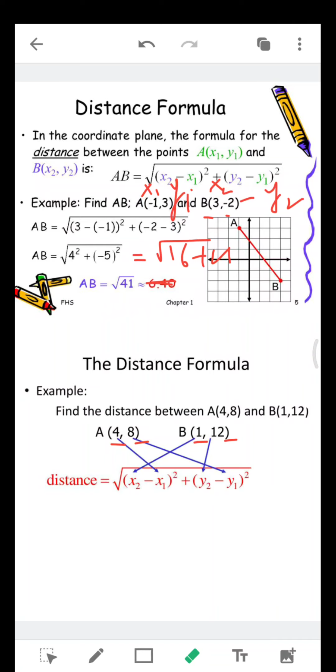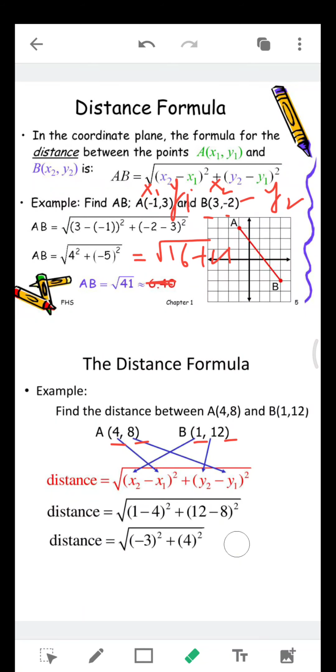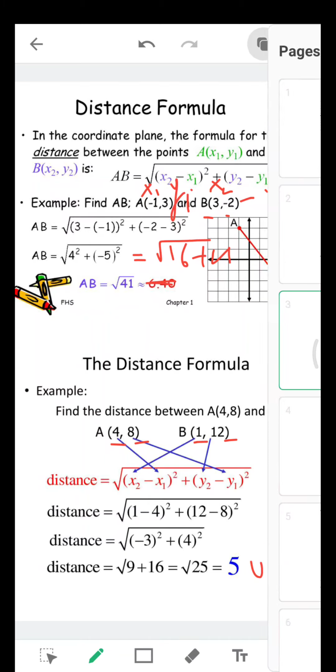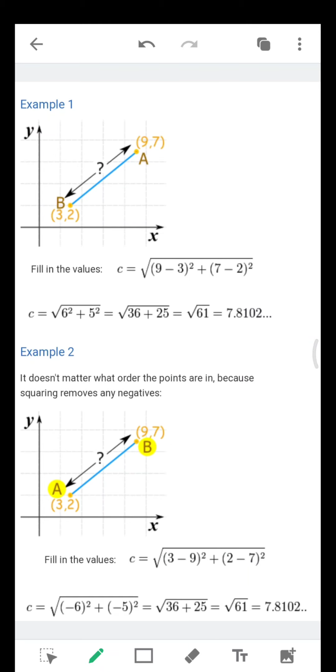1 minus 4 whole square, and y2 minus y1 is 12 minus 8 whole square. 1 minus 4 is minus 3 and 12 minus 8 is 4. So that is 9 plus 16, that is 25, and you can write it as 5 units, because you should always write units, because we don't know whether it is in centimeter, meter or kilometers. Let's have a look at another example.